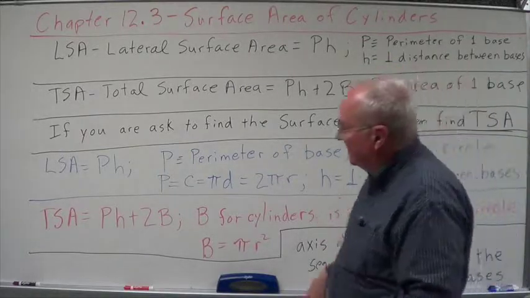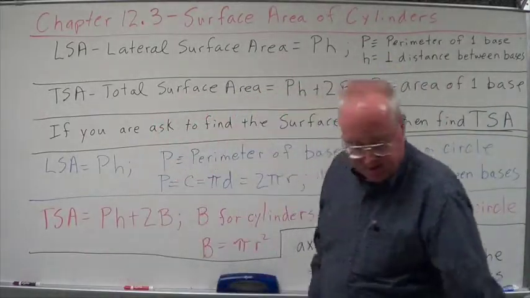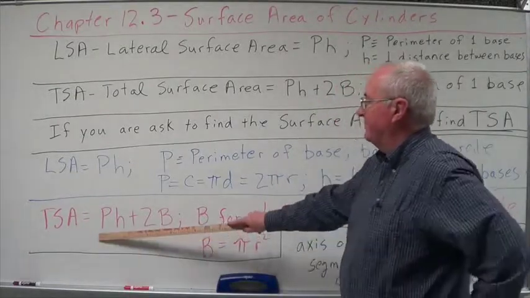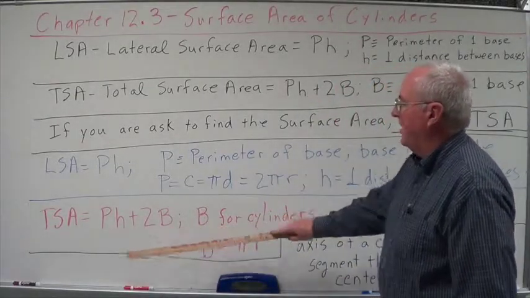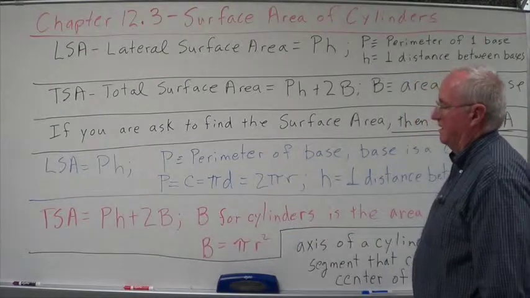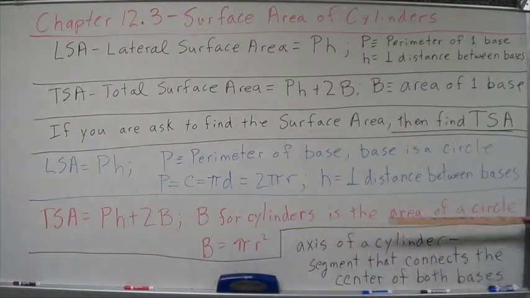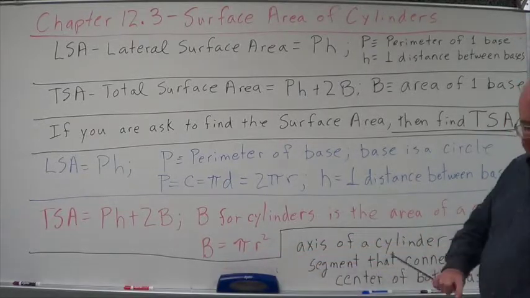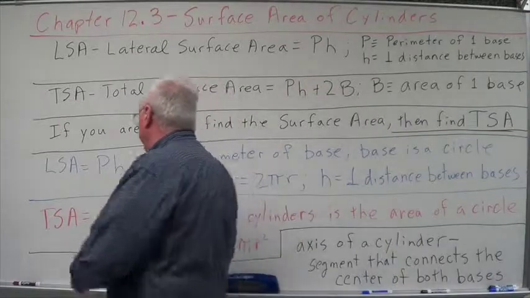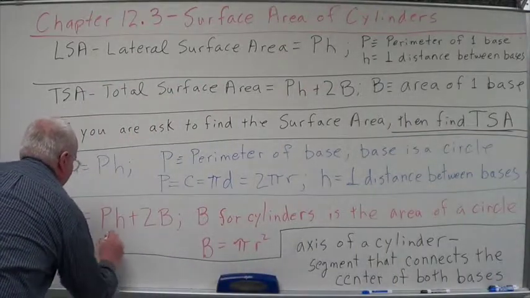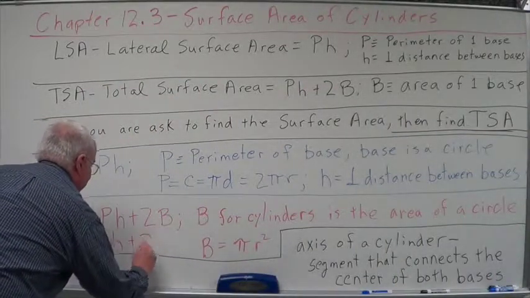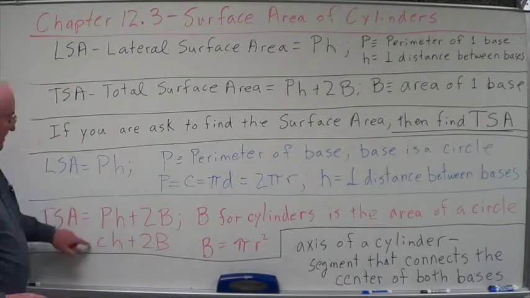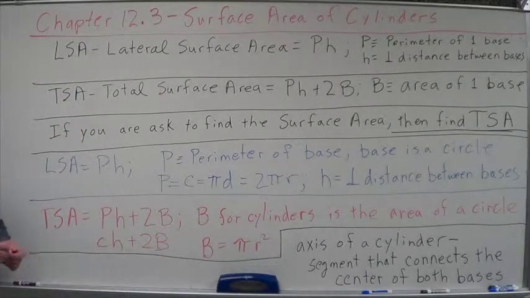Okay? Now, what's total surface area? Total surface area is capital PH plus 2B. Where B for cylinders is the area of a circle. What's that equal? B is pi r squared. What's another way we could write this? Circumference times height plus 2B. P is a circumference, where C stands for circumference, okay? That's all there is to it.